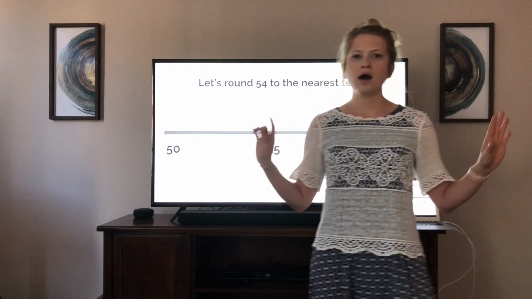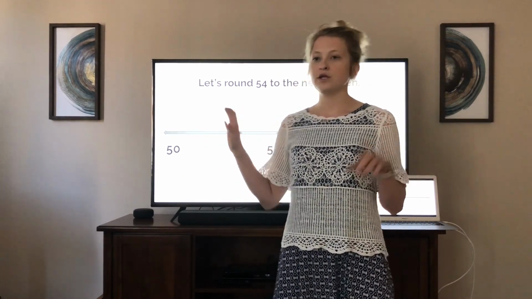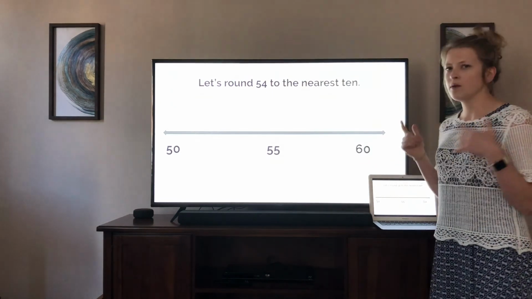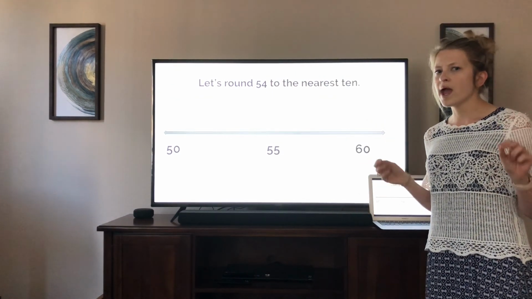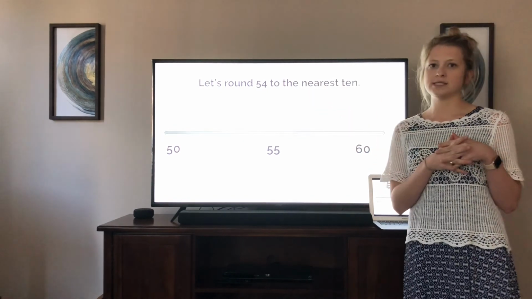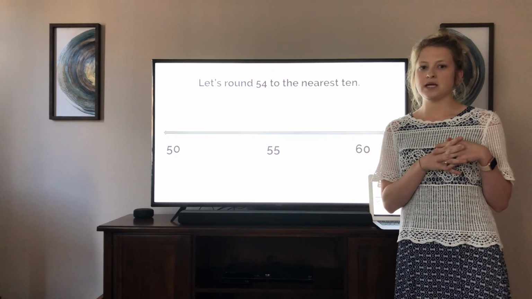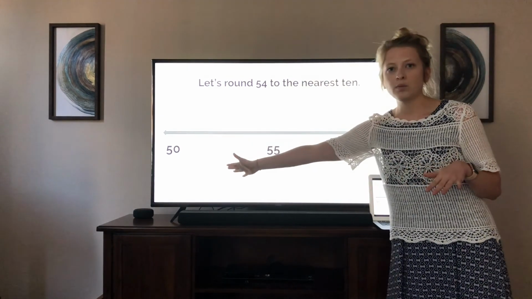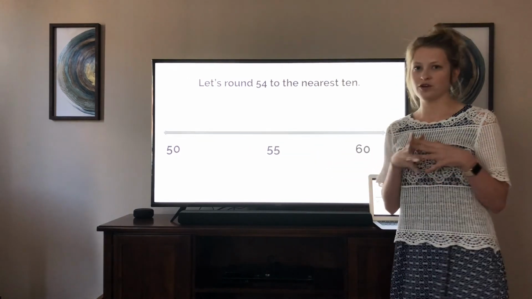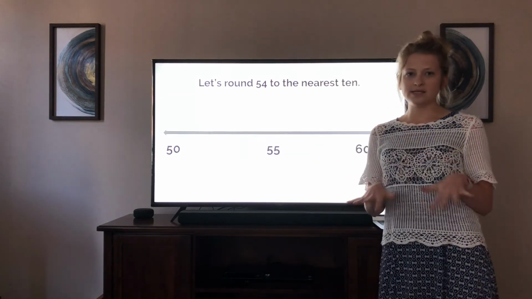Now I want you to pause the video and draw this. I'll move out of the way, you draw this, and then I want you to think in your mind, where are you going to place 54 on this number line? Is it going to be before your midpoint or after your midpoint? Before or after? Go ahead and pause this to draw it.